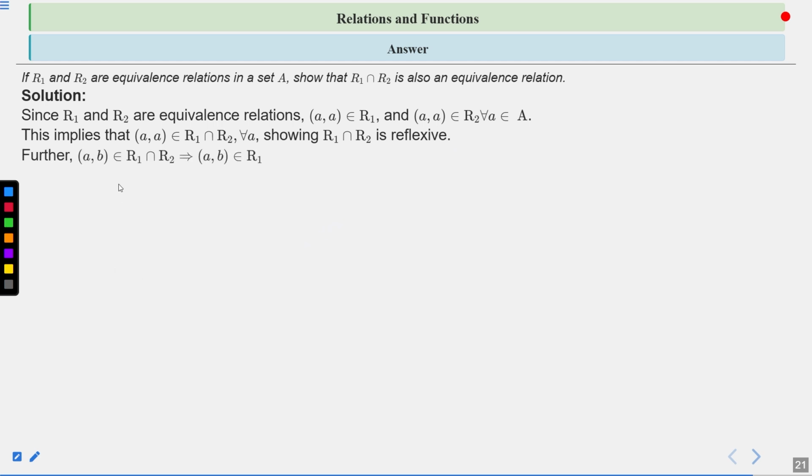Further, if (a, b) belongs to R1 intersection R2, then this implies (a, b) belongs to R1 and (a, b) belongs to R2. This implies (b, a) belongs to R1 and (b, a) belongs to R2. This implies (b, a) belongs to R1 intersection R2. Got it? Hence, R1 intersection R2 is symmetric always. So it is reflexive always, it is symmetric always. Let us check for transitivity.